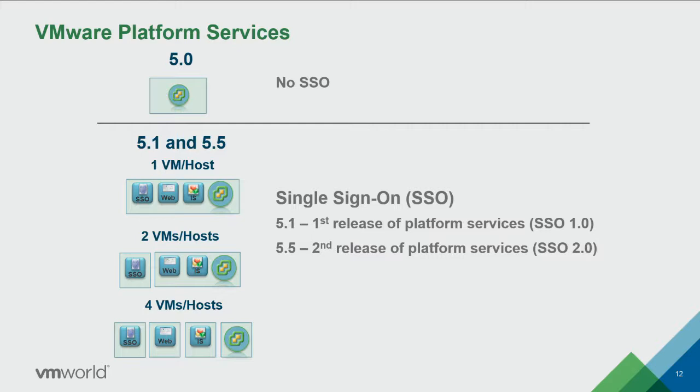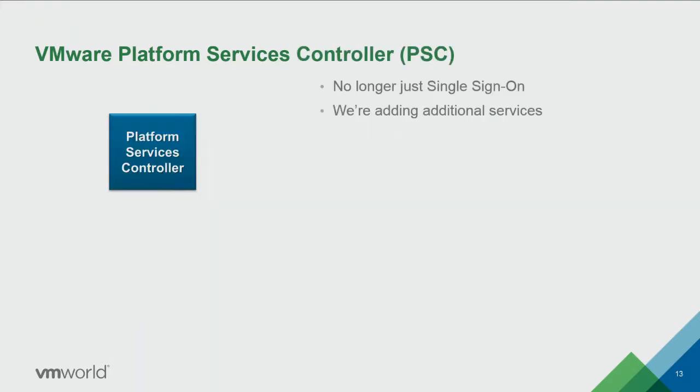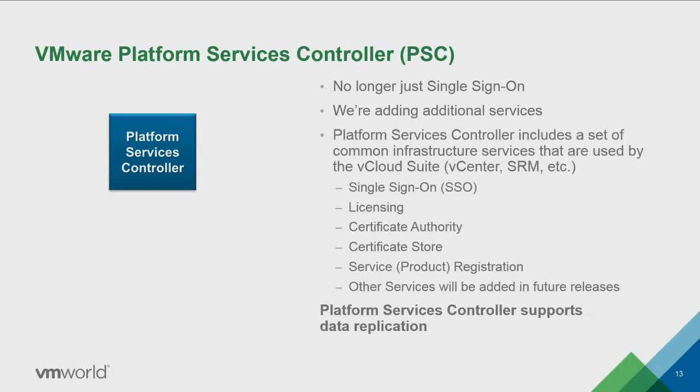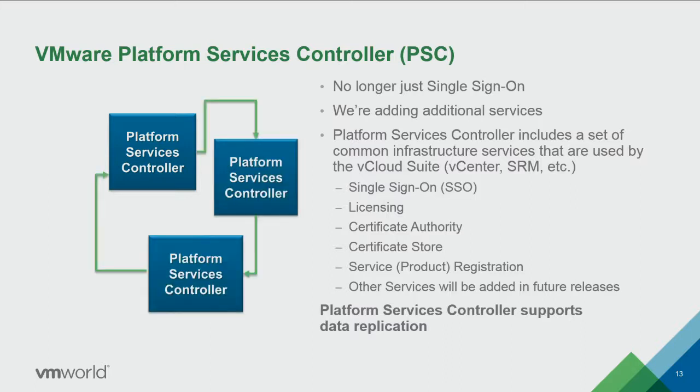So the evolution of your SSO node is your platform services controller, and it's no longer just single sign-on. We're adding additional services, and as I mentioned, licensing, certificate authority, certificate store, your service registration across your vCenters, and other services will potentially be added in future releases. The platform services controller does support data replication, as your SSO did in the past. And so you could have a topology of platform services controllers replicating to each other.